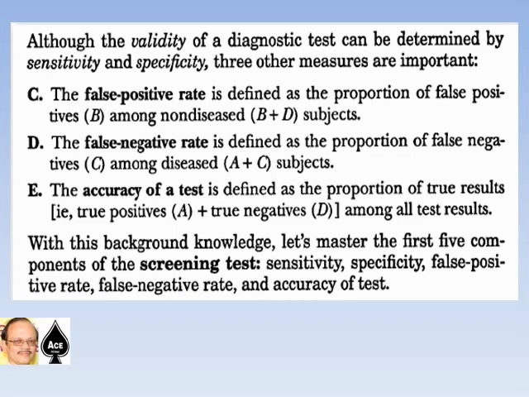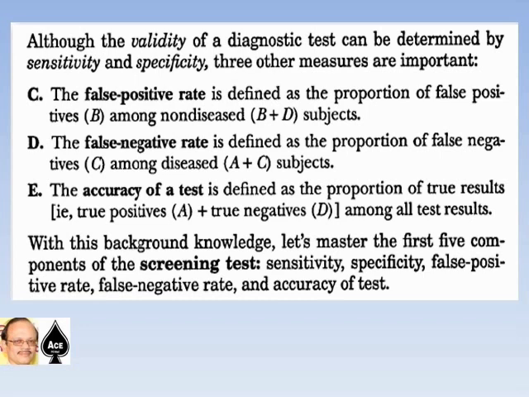So the denominator is how many people have the disease, and the numerator is the number of people who have the false negative result in the false negative rate. Whereas in the false positive rate, the false positive cases are the numerator and the non-diseased cases are the denominator.